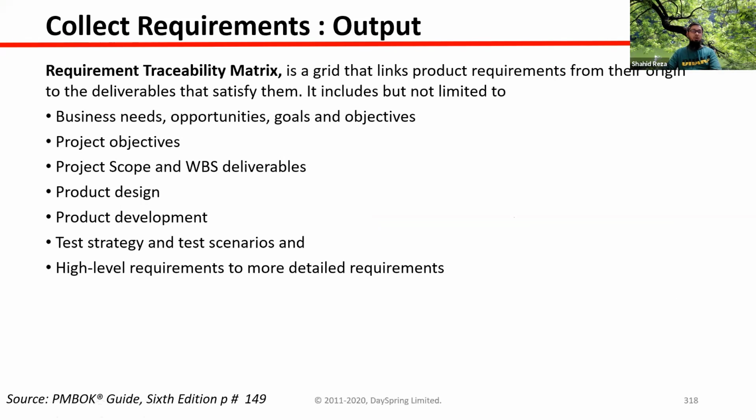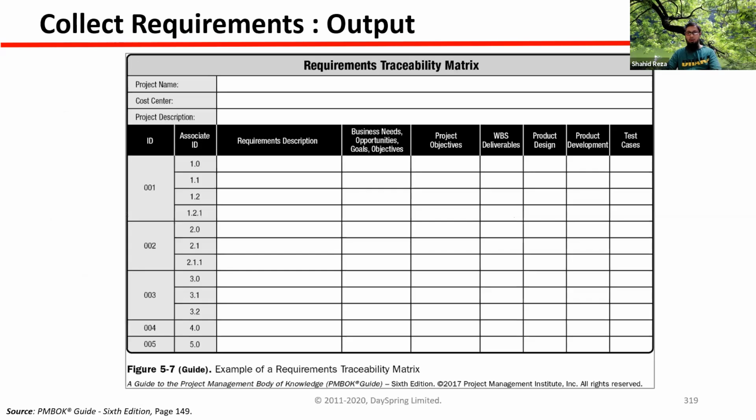And as I mentioned about the requirement traceability matrix, for end-to-end tracing of the requirements, you can use this template. You can put an ID for each requirement and put the requirement description. Which business need is this requirement meeting, and which project objective and WBS deliverable is it tagged with? WBS means the final deliverable, that is, which deliverable, if we create it, will fulfill the customer requirement.